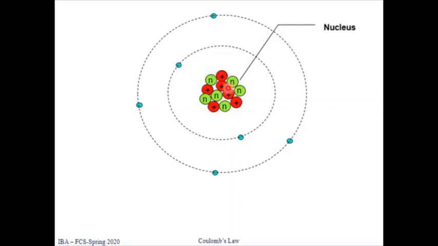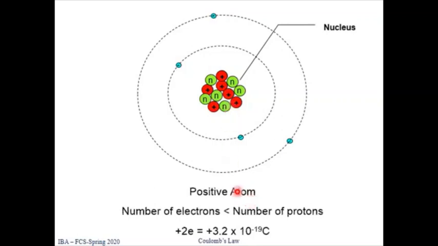Now let me remove more electrons from these surfaces. So let me remove one electron from here and another from here. So now we have 4 electrons around the nucleus and 6 protons available in this nucleus. Therefore, this atom is considered a positive atom because the number of electrons is smaller than the number of protons.